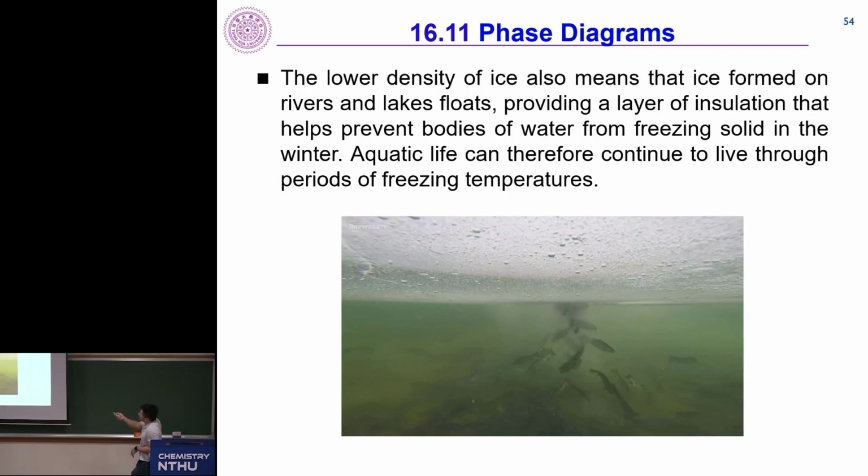Right. So the low density of ice also means that ice formed on rivers and lakes floats, providing a layer of insulation that helps prevent bodies of water from freezing solid in the winter. Hence, aquatic life can continue to live throughout a period of freezing temperatures. Right. So this is something very important.